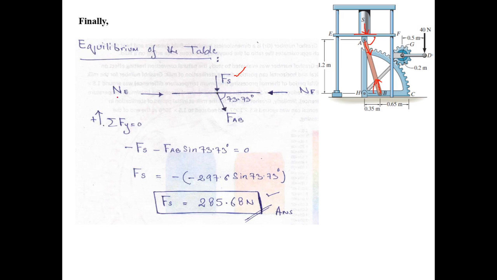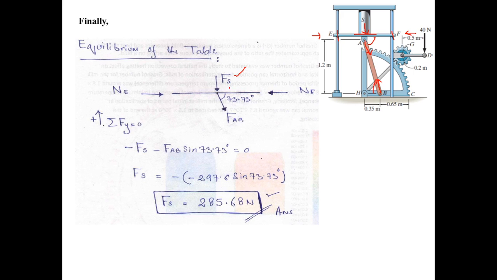And these reactions NE and NF are the normal reactions at point E and point F, because you see that the table is in contact with these columns. As the table slides along these columns, it is always in contact with the columns. So there will be a normal reaction at point E and point F.